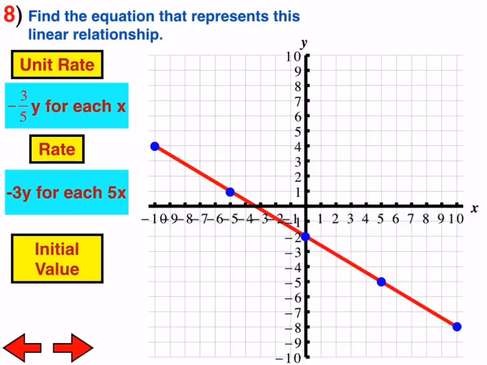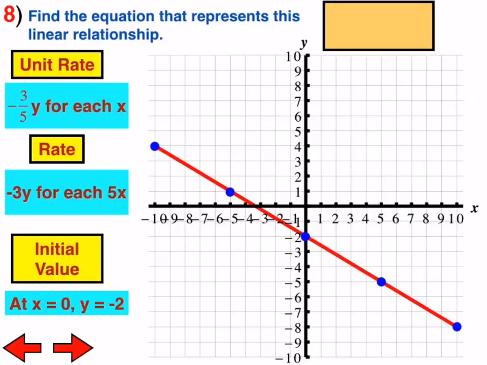And we need that for the equation. The initial value is at when x is 0, y is -2, and so that gives us an equation that is y equals -3/5 x minus 2. Any questions? Number 8. And we're going to do the same thing for the other 2. Find some perfect ordered pairs, find the unit rate, find the initial value, put that together.